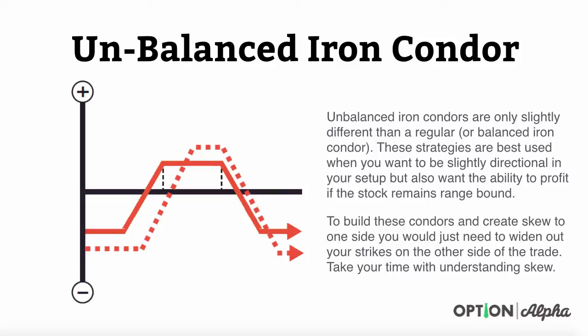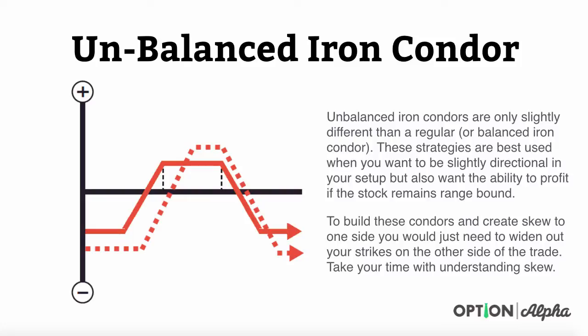And in today's video, I want to talk about creating unbalanced iron condors. So unbalanced iron condors are only slightly different than a regular, or quote unquote balanced, iron condor. These strategies are best used when you want to be slightly directional in your setup, but you also want the ability to profit if the stock remains range bound. So you kind of want the best of both worlds. It's a fairly neutral strategy, but you can get a little bit directional with it.